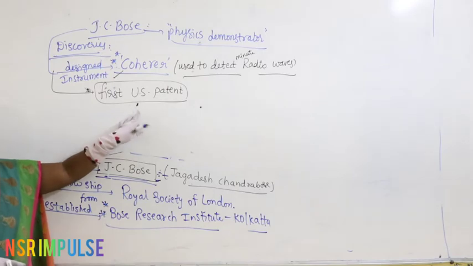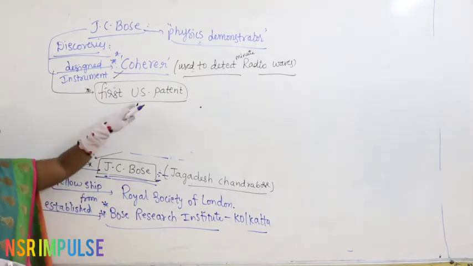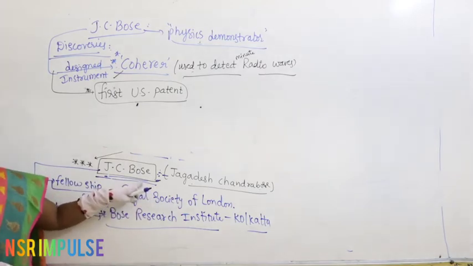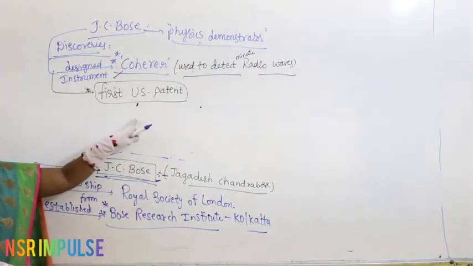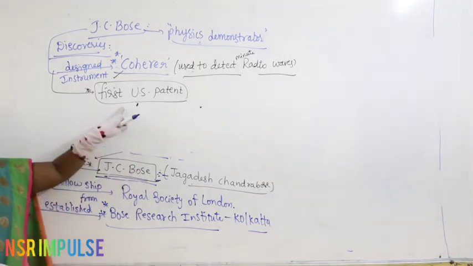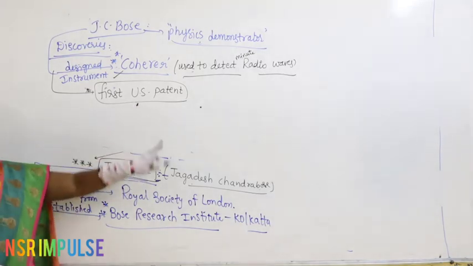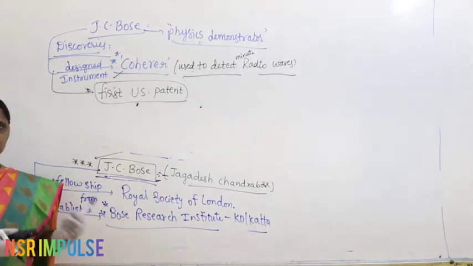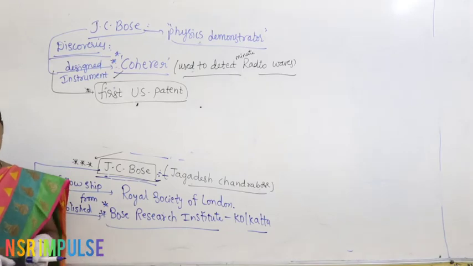In very early times, the US people never used to give patents to Indians, even though they were great scientists. But he is the one who was awarded. Such a great credit goes to Jc Bose. He is the first person who got a US patent. So, anything which we discover, the rights belong to us. If we discover something, the patent rights belong to us, right.